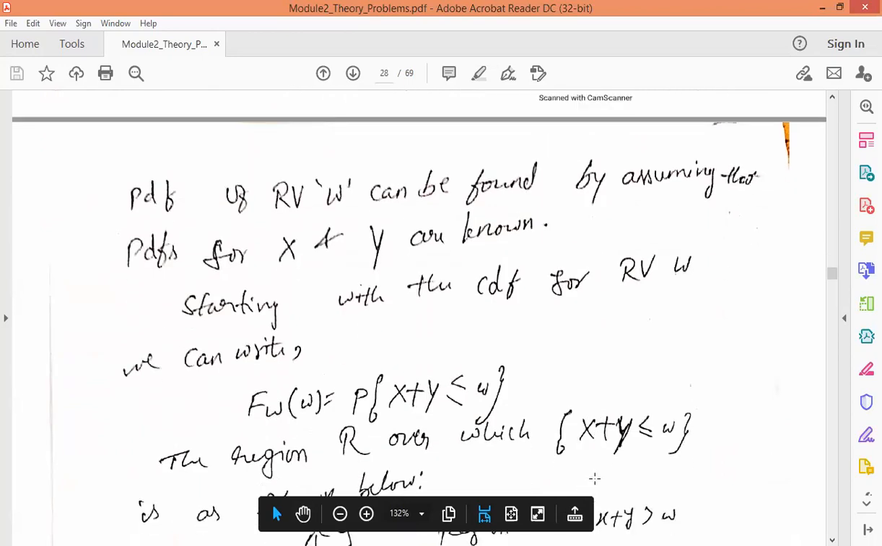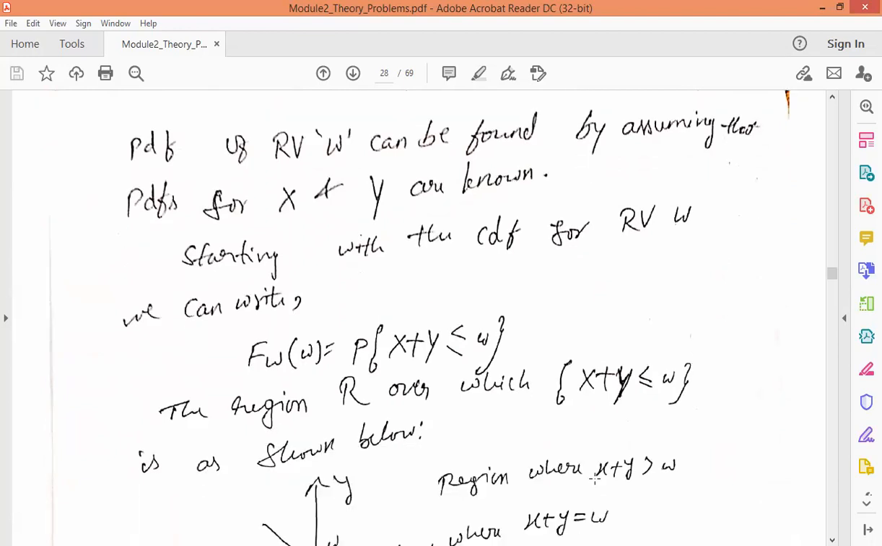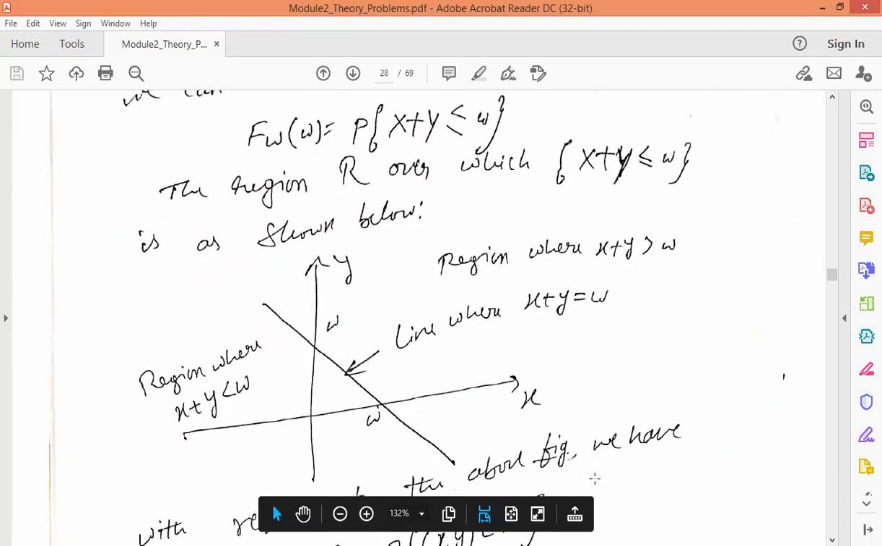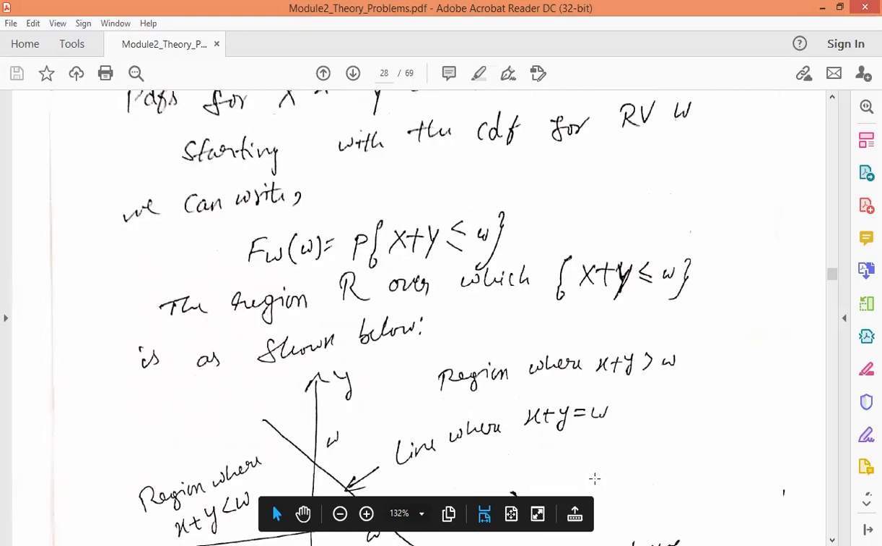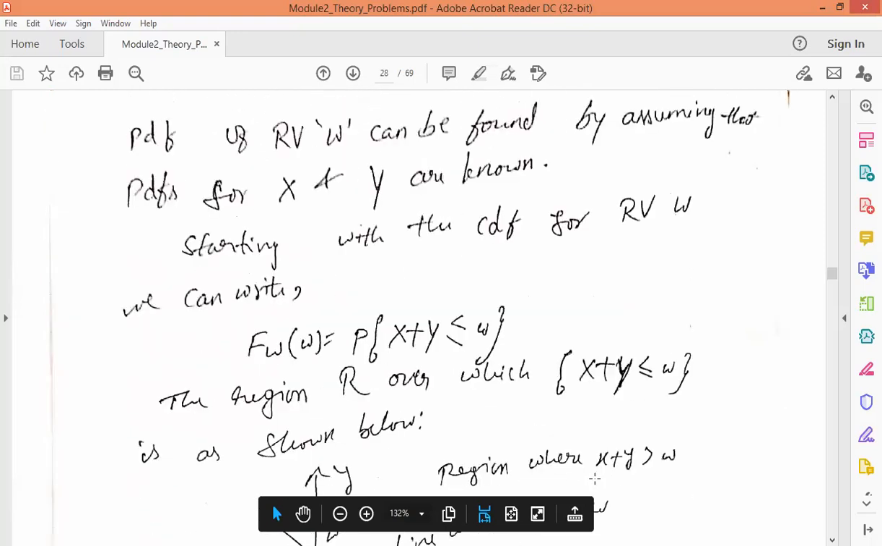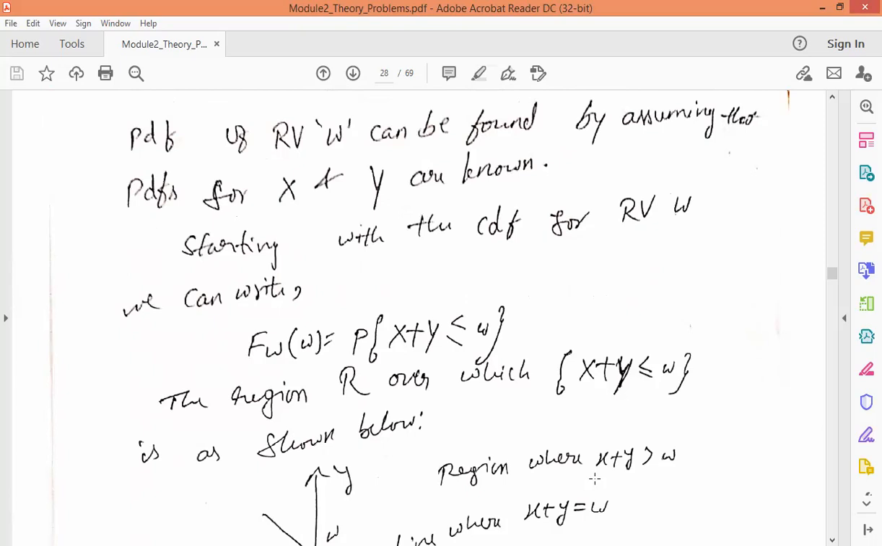Next we have to find the PDF for the random variable W. It is a lengthy derivation, so that will be taken in the next class. Here we can see that the PDF of the random variable W is simply equal to the linear convolution or the convolution integral. That we are going to prove in this topic. We are going to show that the PDF of the random variable W is nothing but a convolution integral. That we will take up in the next class.